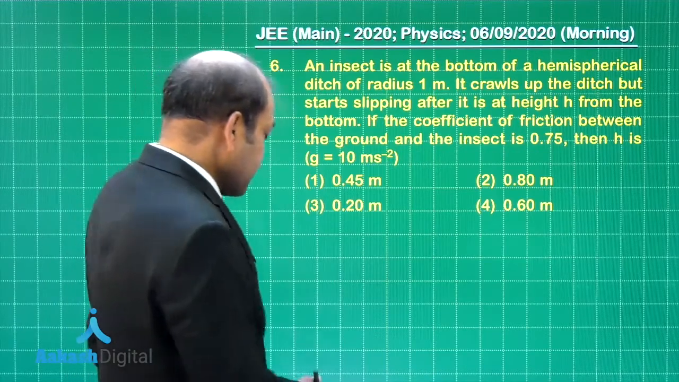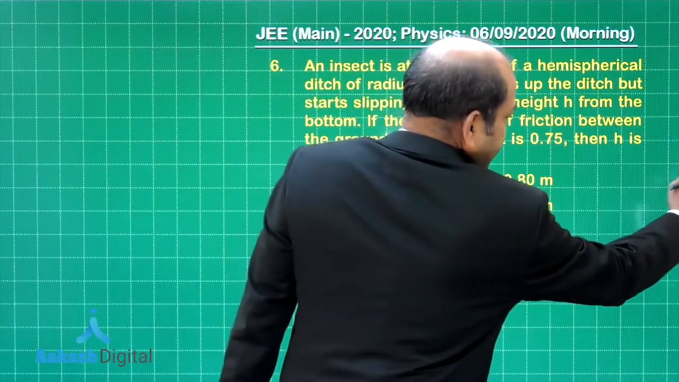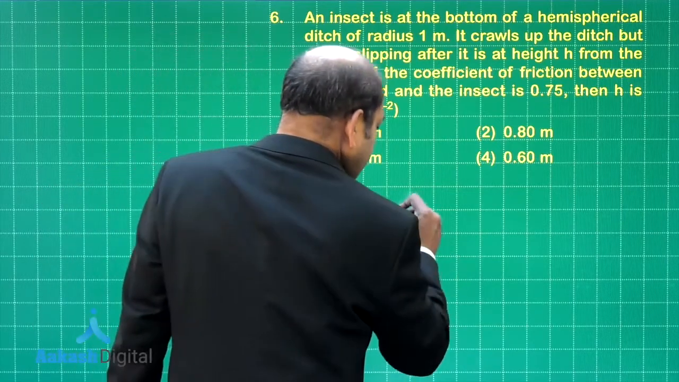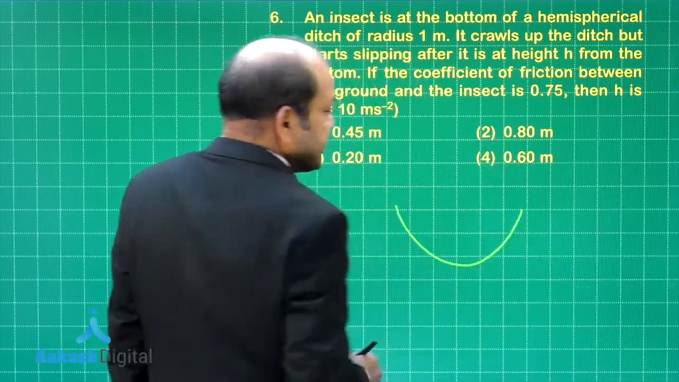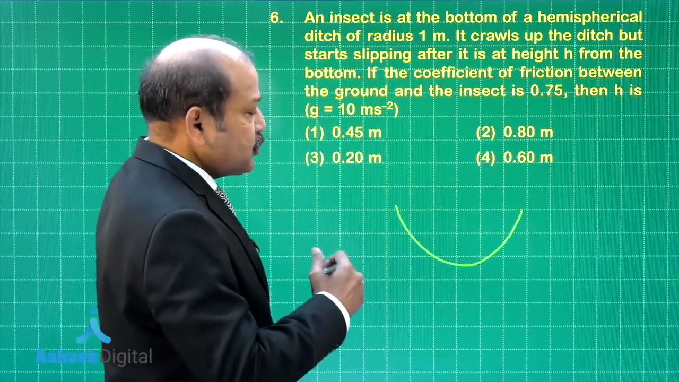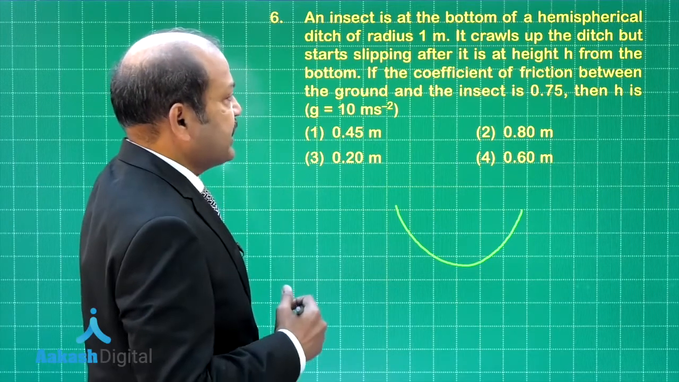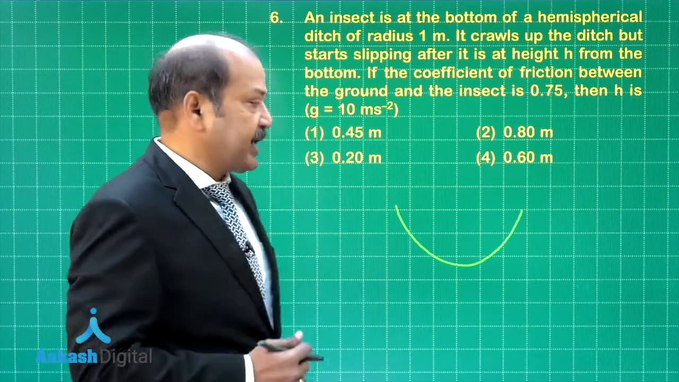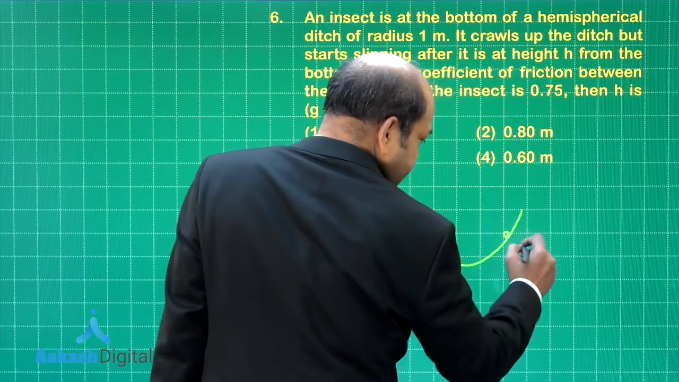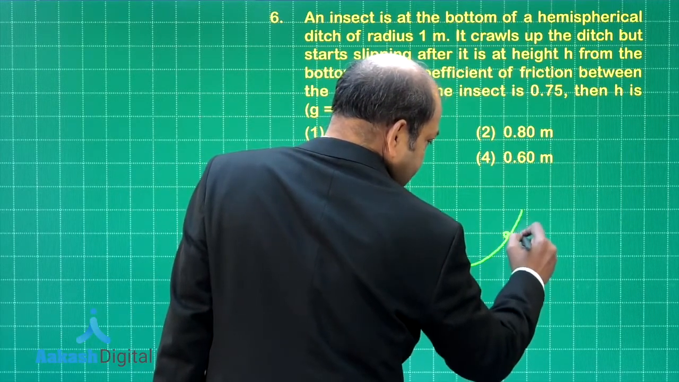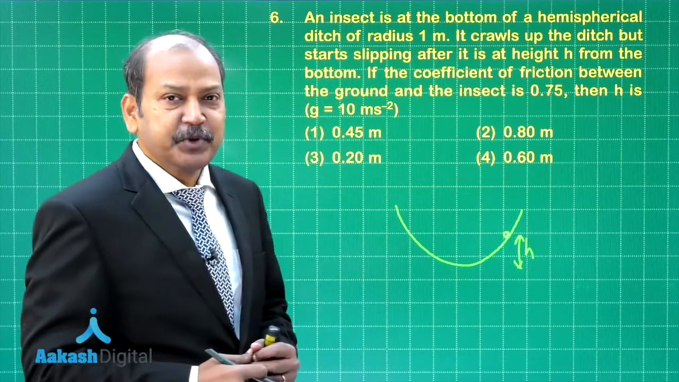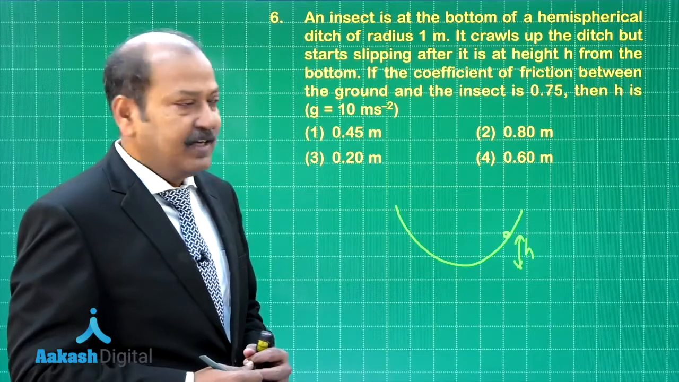Let us draw the situation here. So, it is something like this. We have a hemispherical ditch. Let us say that this is the hemispherical ditch, and the insect crawls up. It is able to go to the maximum height h, okay, because after that it starts slipping. So, let us say that the height h is here. So, this height has been shown as h, and if we look at the free body diagram of the insect at this position, what are the forces acting?